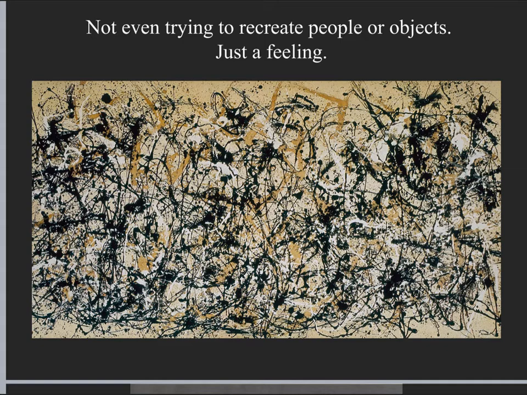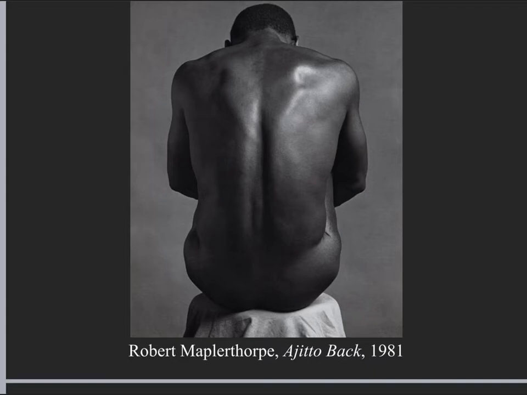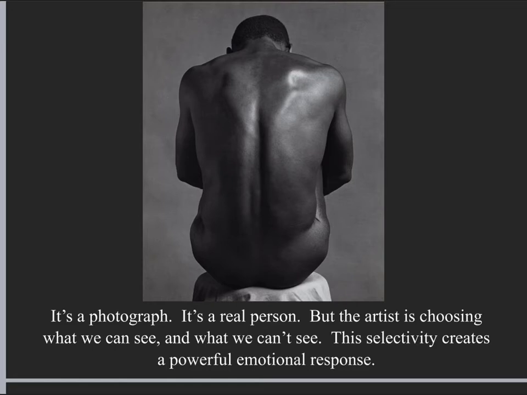And we fast forward about 30 years, we have Robert Mapplethorpe's photograph Ajitto from 1981. So, after the last few slides, this really is a return to a more realistic style of art. Yes, this is a real person. They're presented as they are in realistic lighting. But even so, the artist is choosing what we can see and what we can't see. So there's still abstraction going on. He is selecting elements. So this kind of selectivity can create a powerful emotional response.